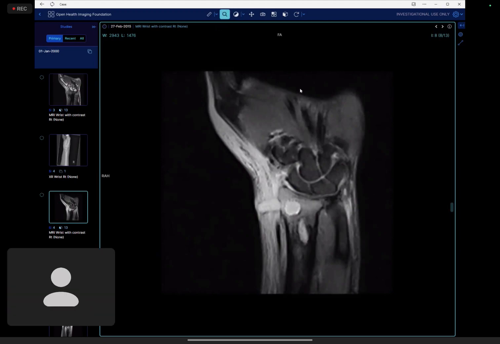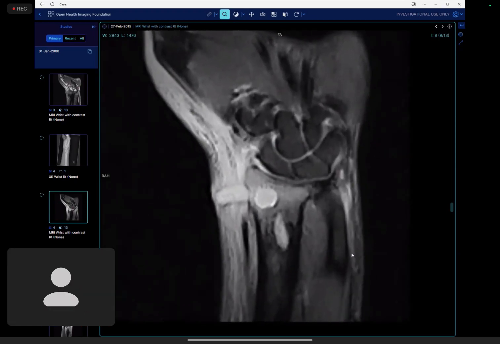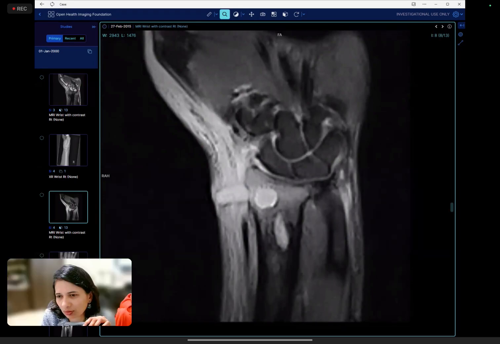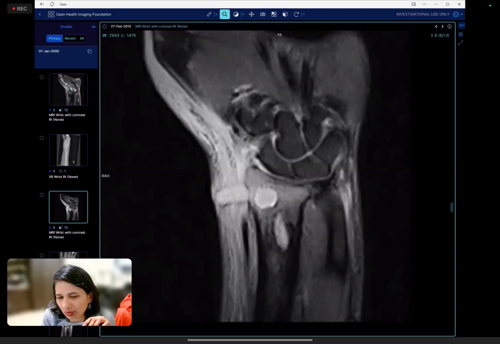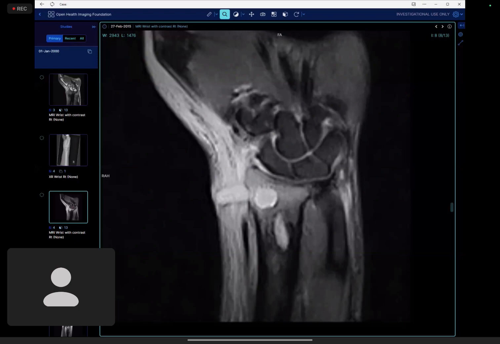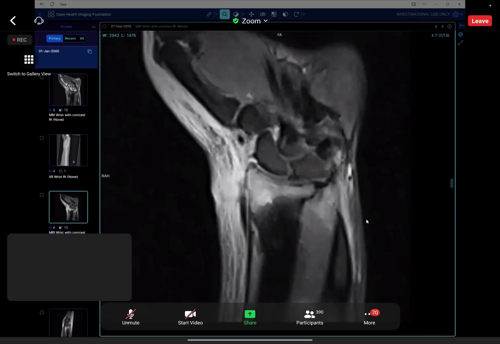fat suppressed fluid sensitive sequence which is taken at the right wrist joint level. I can see that both the lesions are clearly seen, and they are hyperintense on the fluid sensitive sequence, and the proximal lesion here has a sclerotic rim. There is also a bit of cortical thickening over here, adjacent to the distal radius, predominantly in the radial aspect.